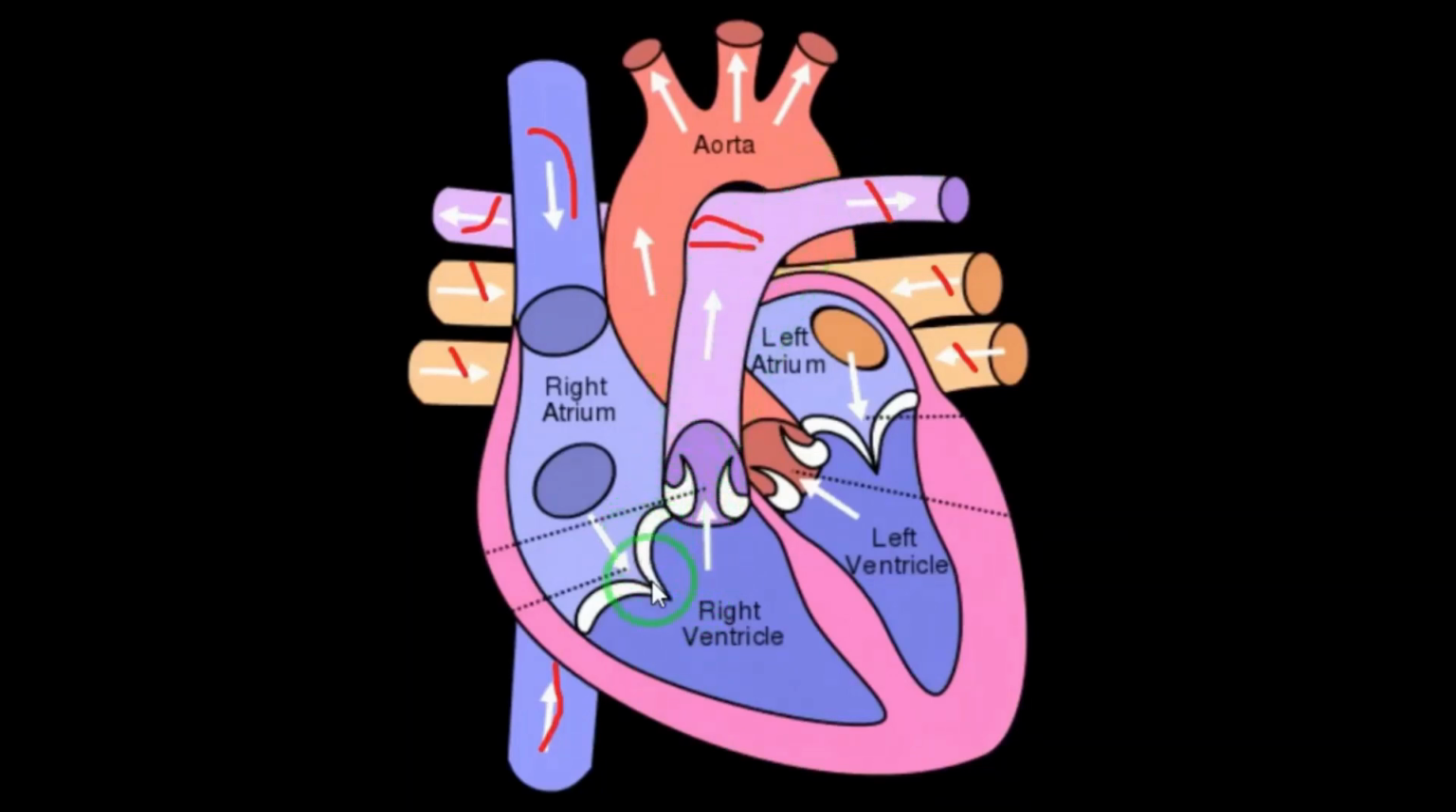Then the left ventricle gives rise to the aorta. This region is the aorta. So this left ventricle gives rise to the aorta, which carries oxygenated blood to different parts of the body. So in this way the heart is working.